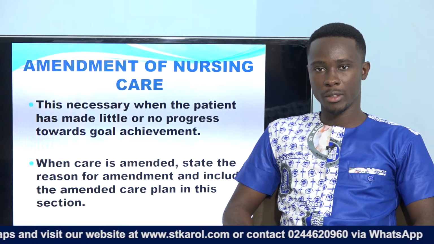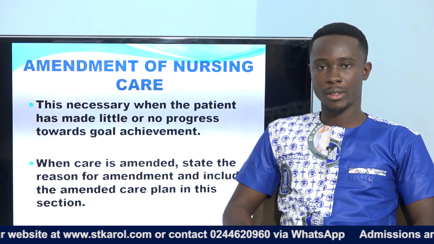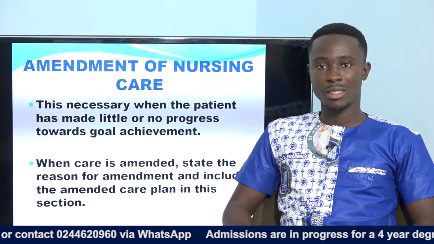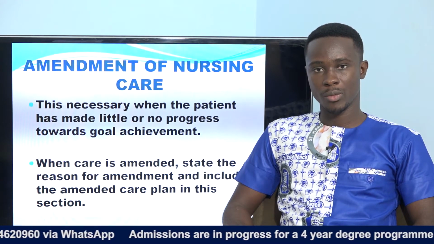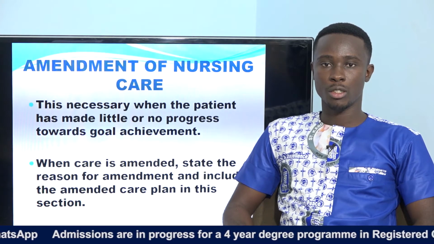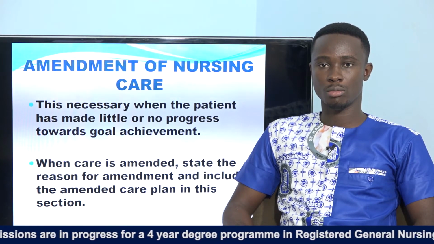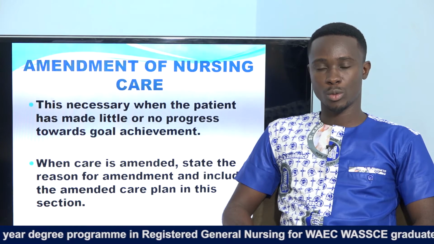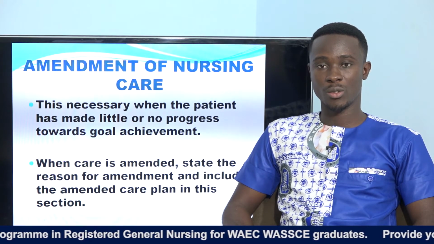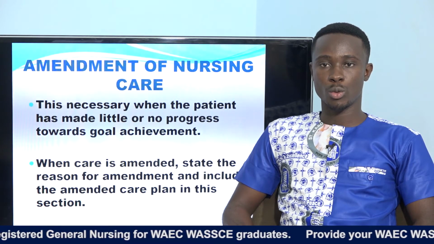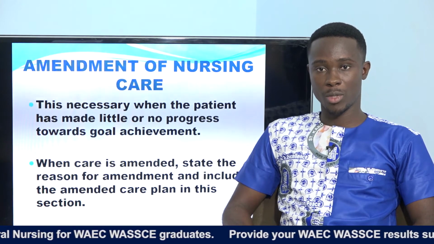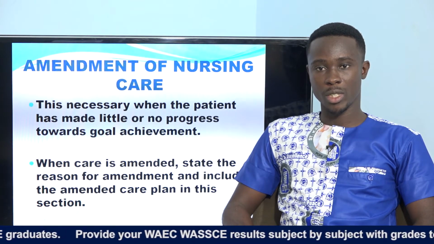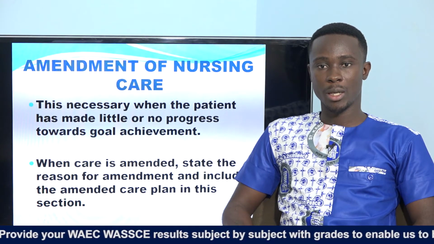Then we move to amendment of care. So amendment of nursing care is necessary when the patient has made little or no progress towards goal achievement. So let's say you have set some objectives to solve a goal or to solve a problem, and now you have to evaluate, and at the end of your evaluation you realize that the patient's goal was partially met or unmet. Then you have to do an amendment of care. So when care is amended, you state the reason for amendment and include the amendment care plan in this section.